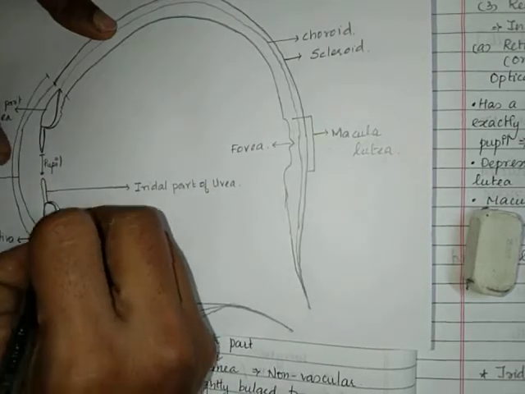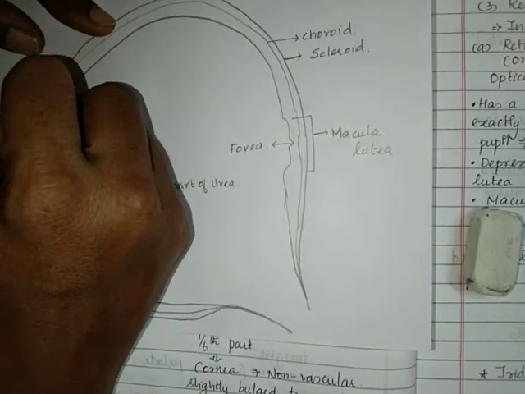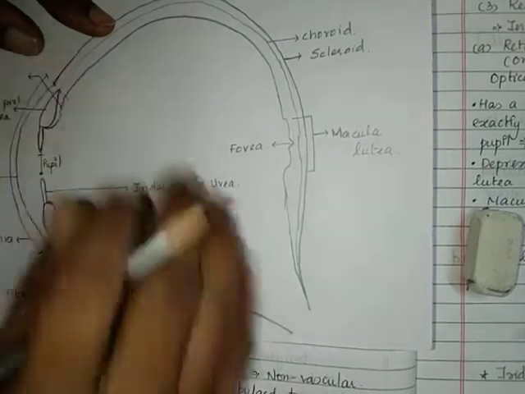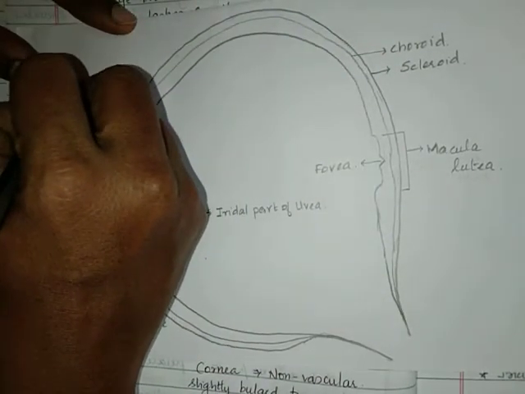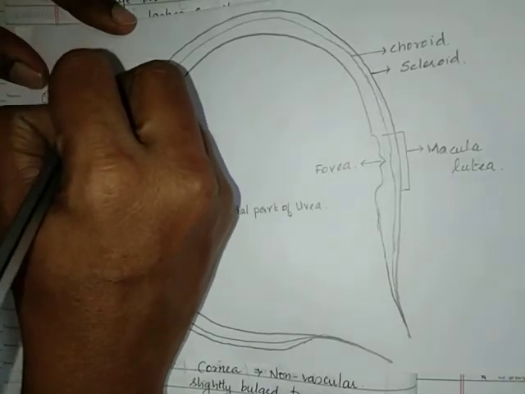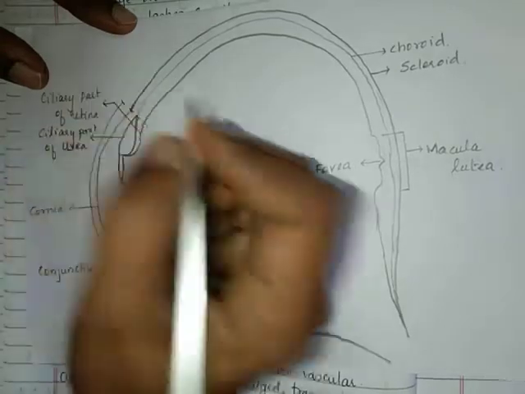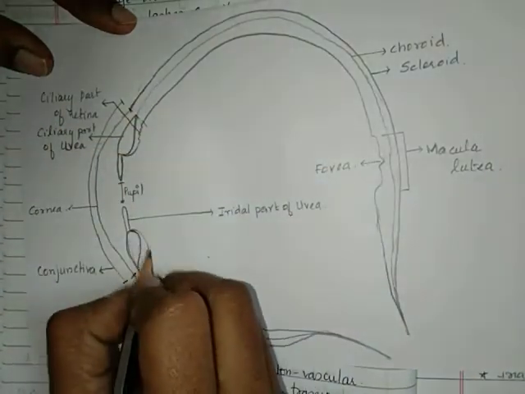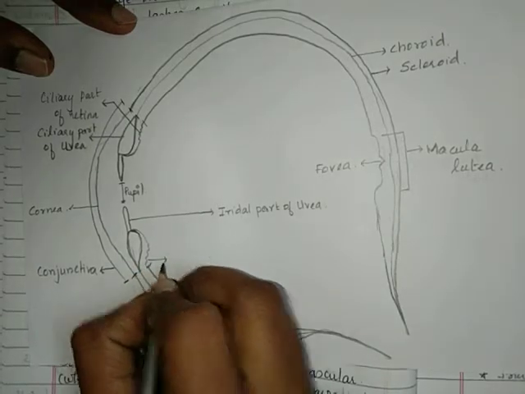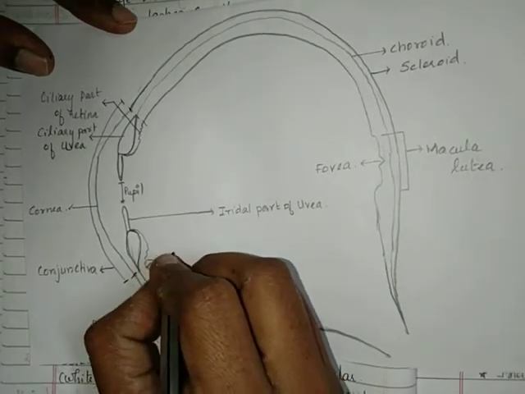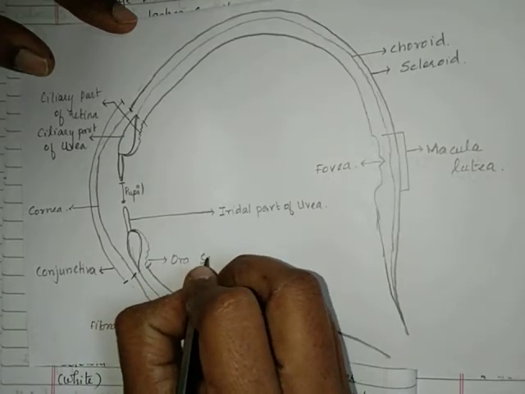So this is going to be the ciliary part of retina layer, and similarly here I have drawn a wavy line. This wavy line that is present in the ciliary part of retina is called as ora serrata.